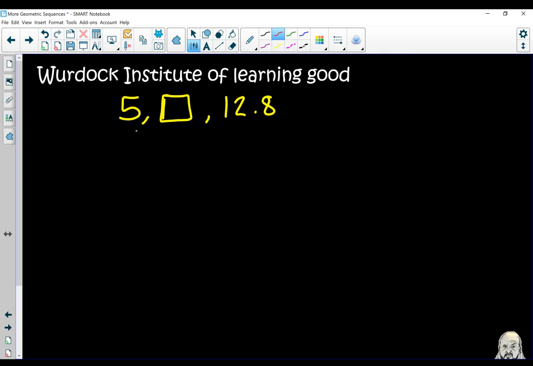I assume that when we multiply from here to here, we started at 5 and we multiplied by r. So I'll just put times r there. Whatever that square is, it's 5 times r. To get from the second term to the third term, we multiplied by r again. So now we can back up and say to get from 5 over to the third term, we multiplied by r twice. I can go times r times r. That's a true statement. 5 times r squared gets you to 12.8. So now it's just a relatively easy algebraic equation that we could solve.